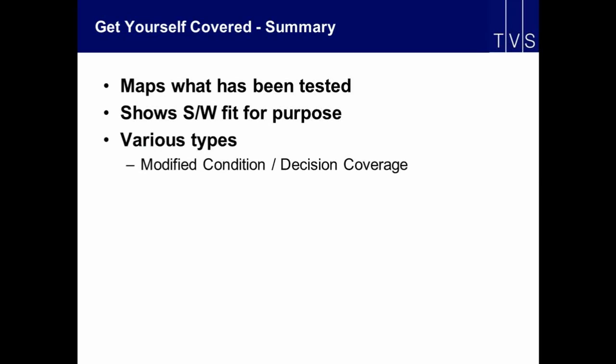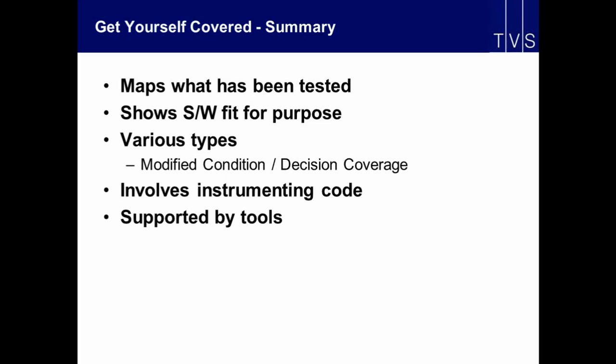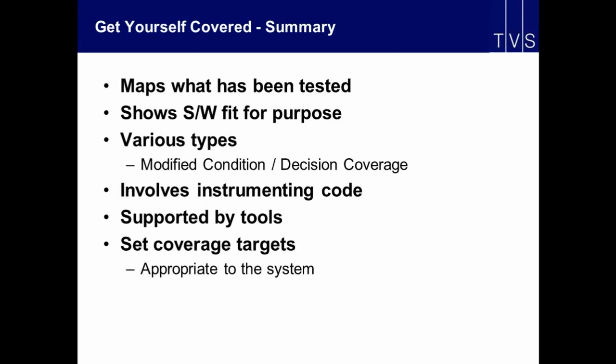So to summarize, software coverage maps where we've been, what we've tested, and what we haven't, and it helps to show that the software is fit for what we're going to do with it. There are various types of structural coverage, which I've flown over. Modified condition decision coverage, MCDC, is one that's already been mentioned today and is generally accepted as a pretty good starting point. All coverage analysis involves instrumenting code, so you need to run it without the instrumentation as well, and there are plenty of test tools that support this. Set targets that are appropriate to your system, usually 100% of something.